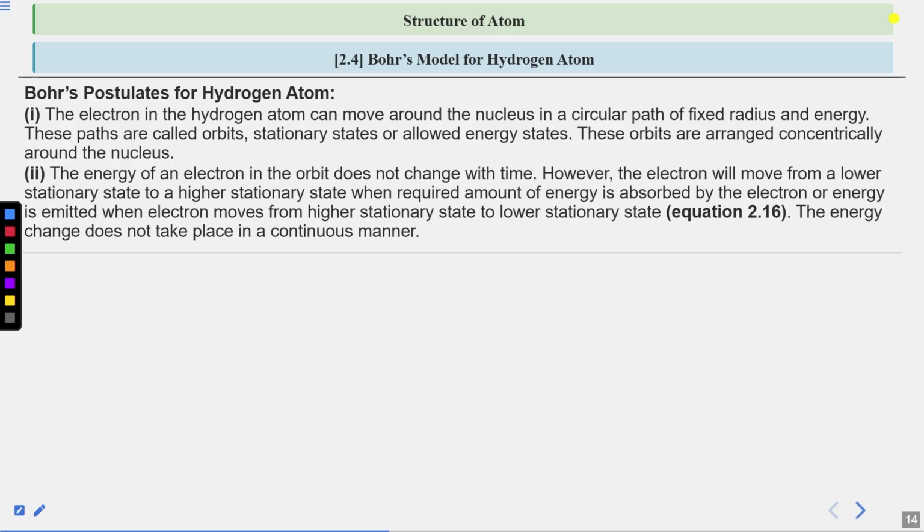Second was that if the electron is moving away from the nucleus, then it will be in a higher stationary state. And for that, it will require energy. Okay. So suppose this is your electron. This is your first state. This is your second state. So if an electron has to move from this state to this state, then it will require energy to do so. Because this state is a higher energy state.